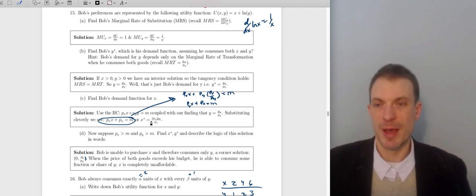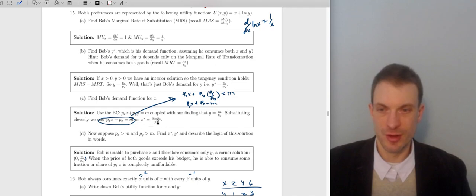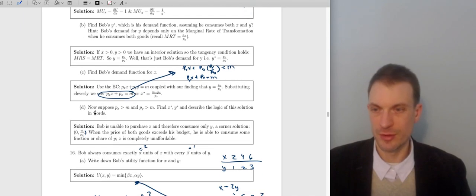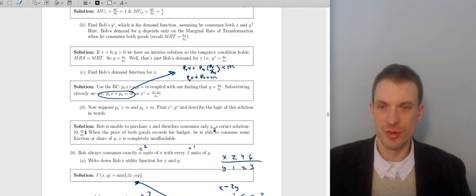Moreover, Bob's not going to begin buying good x until m is bigger than px, because otherwise Bob's not going to be able to afford y. So that's my comment down here. Suppose px is bigger than m, py is bigger than m. Find x star, y star. If the price is bigger than the income, Bob's unable to purchase x, therefore only consumes y, a corner solution, and exhausts Bob's budget on good y, m over py.